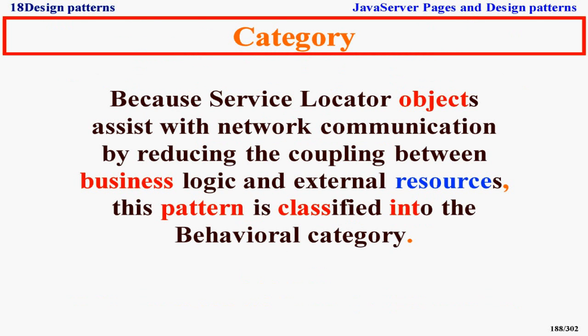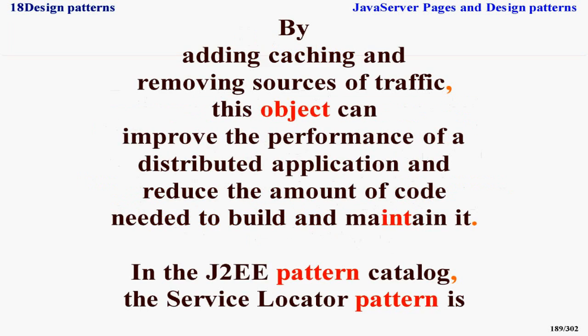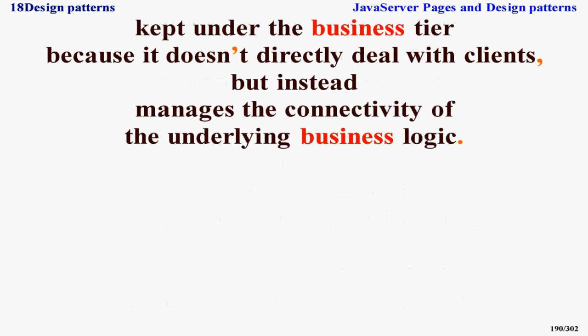Category: because service locator objects assist with network communication by reducing the coupling between business logic and external resources, this pattern is classified into the behavioral category. By adding caching and removing sources of traffic, this object can improve the performance of a distributed application and reduce the amount of code needed to build and maintain it. In the J2EE pattern catalog, the service locator pattern is kept under the business tier because it doesn't directly deal with clients, but instead manages the connectivity of the underlying business logic.